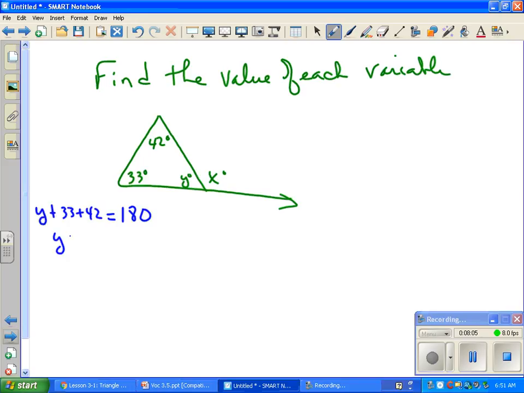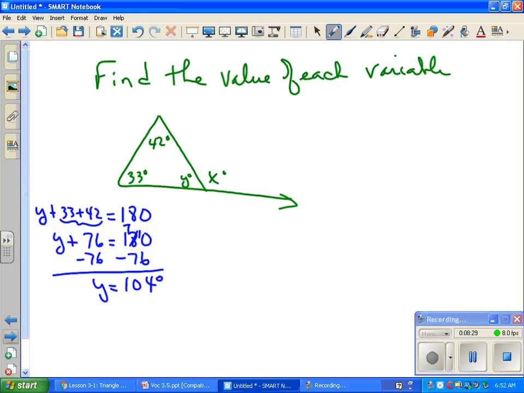Now let's add these like terms together, and that comes up 76. And let's take 76 away from 180 to find out that y is, borrow, make that 10, 4, 104 degrees. Now that's one way to find angle y.